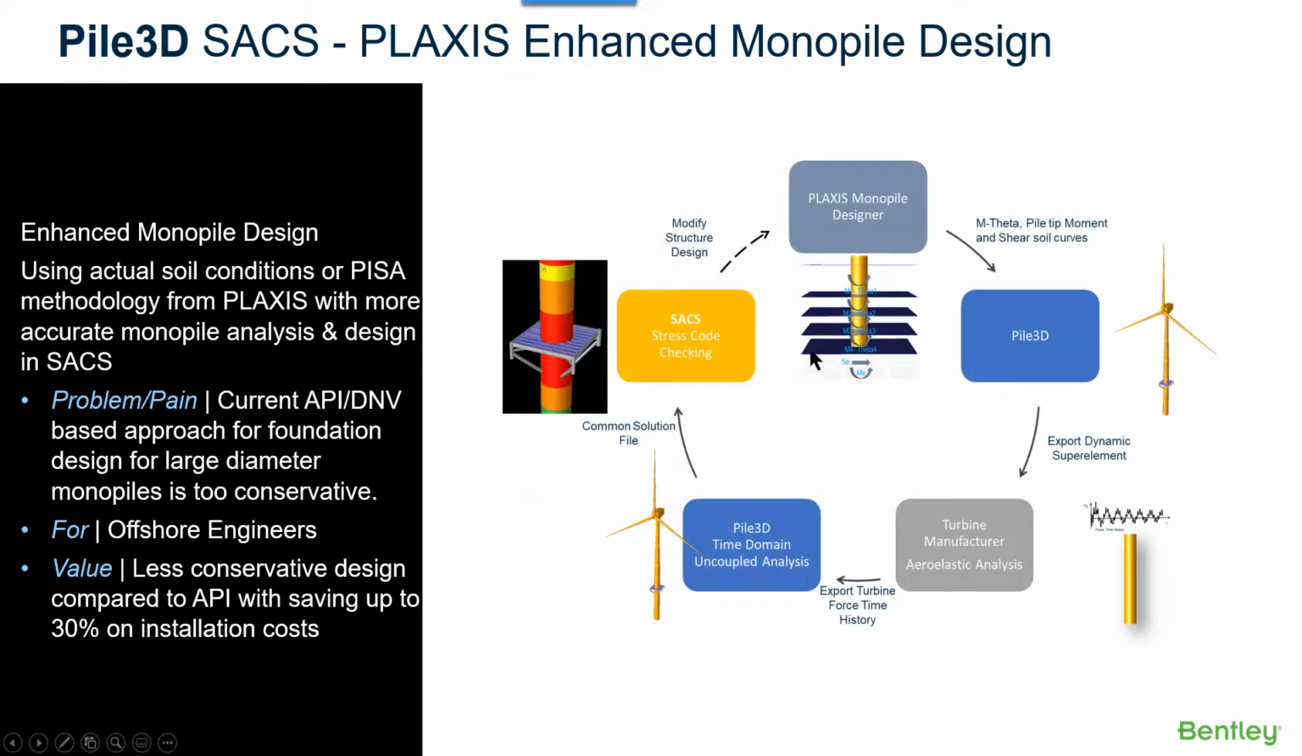So the workflow is that the additional nonlinear springs are calculated in the Plaxis model, then SACS imports those springs so that you can calculate the super elements for dynamic analysis, then do the structure analysis and code checking. This feature was available as a technical preview last year and is now officially released.